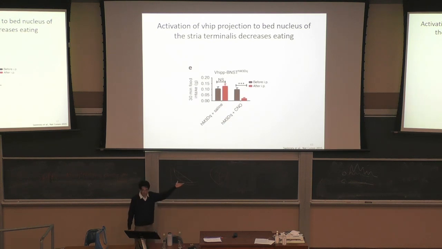And activation of these projections to the bed nucleus of the stria terminalis also seems to decrease eating. The bed nucleus of the stria terminalis is a region that's very strongly interconnected with the amygdala, and has been mostly studied due to its role in defensive behaviors and anxiety and things like that. But there's also some emerging data showing the bed nucleus of the stria terminalis is important to control feeding. So they show that activation of this ventral hippocampus projection to bed nucleus of the stria terminalis decreases feeding. So both projections, to bed nucleus and lateral septum, decrease feeding.